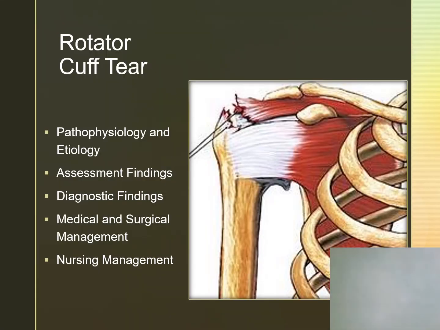Rotator cuff tear is a traumatic injury to the shoulder from chronic overuse of the shoulder joint. These clients have pain and limited mobility. We diagnose it through physical examination, x-rays, arthrography, or maybe MRIs. We treat it with NSAIDs, rest, immobilization, maybe some corticosteroid injections, progressive exercises and stretching, surgery, and nurses need to provide education on immobilization, pain medications, and the need for physical therapy.